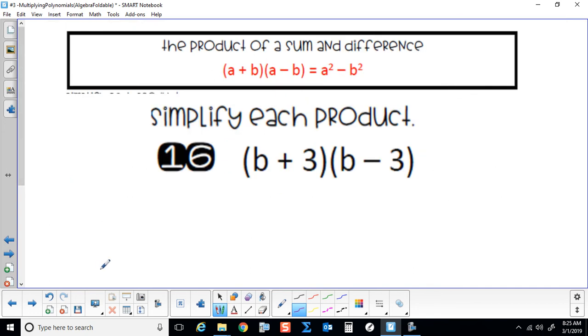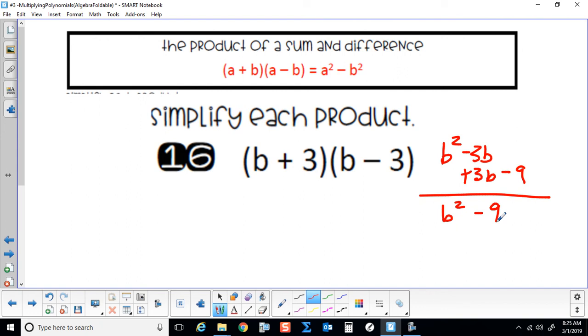There's one more pattern. It's the product of a sum and difference. So we multiply a plus b times a minus b, we get a squared minus b squared. Let's look at this as an example. We have b times b is b squared minus 3b plus 3b minus 9. So b squared minus 9. So you can see here when we have two binomials, one's positive and one's negative, the middle term zeroes out. So we just have the square of the first and the last term.